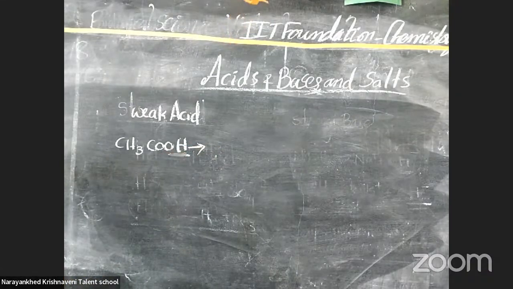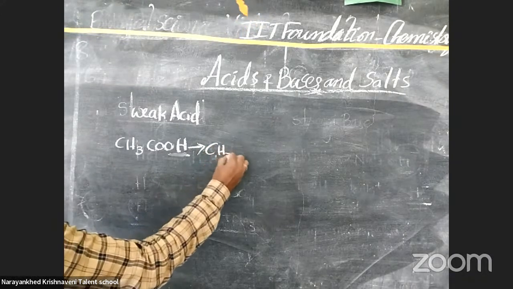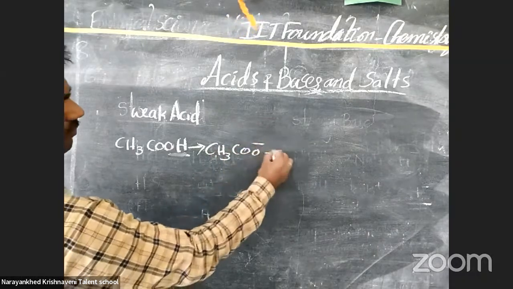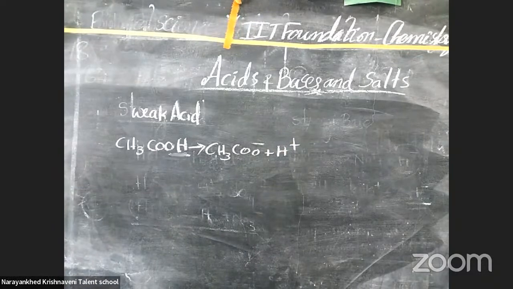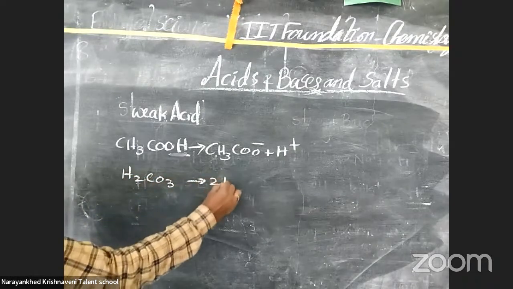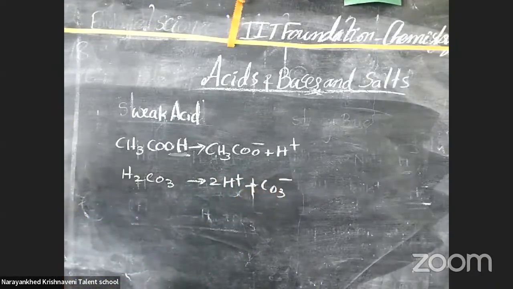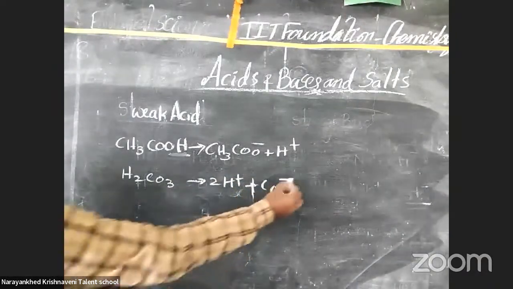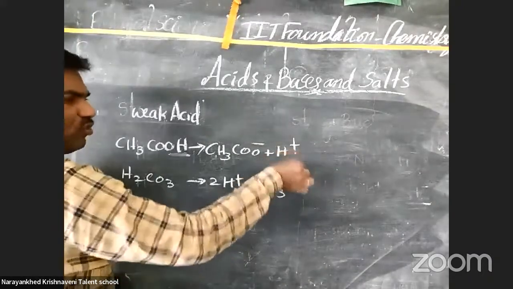Yes, now we get the ions for it. The ions are like this: CH3COO minus and H plus. We get fewer H plus ions. That's why it is called a weak acid. And H2CO3: here we get 2H plus and CO3 2 minus. Okay, clear or not, all the students? About this minus and plus, you know very well.